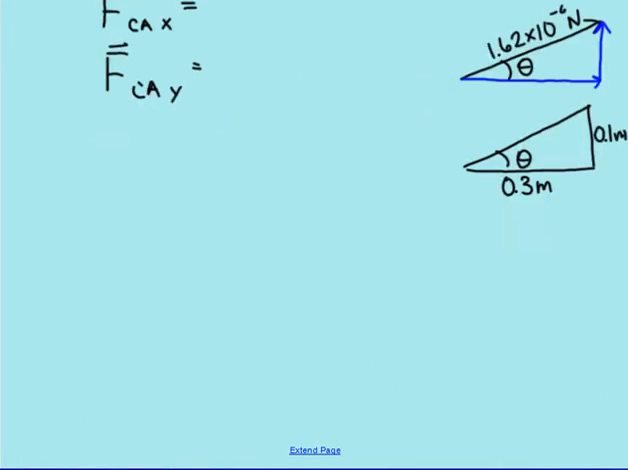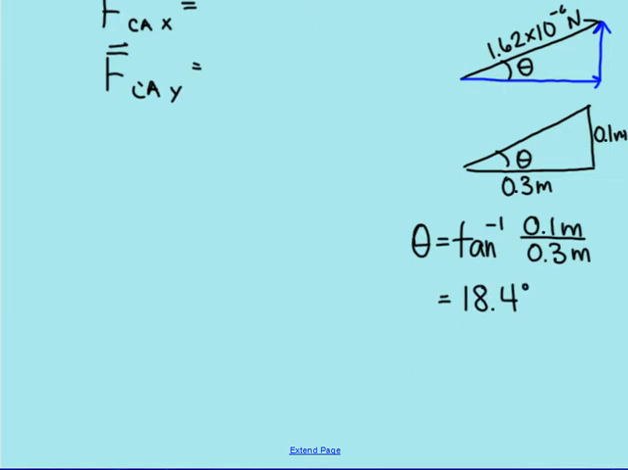I'm going to use the inverse tangent to do that. So theta is equal to the inverse tangent of 0.1 meters divided by 0.3 meters. Of course, you need to make sure that your calculator is in degree mode. And when you do so, you should find that the angle is 18.4 degrees.